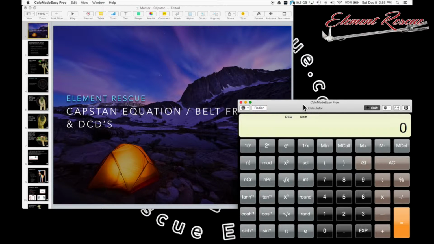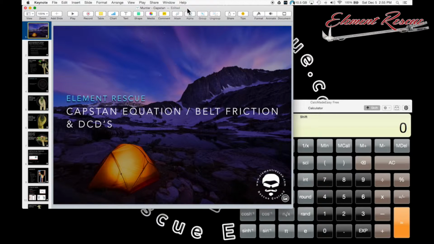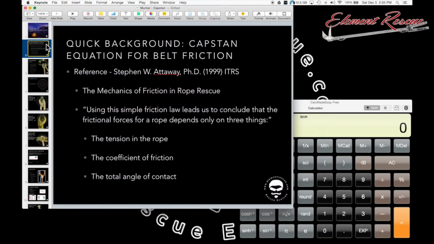So for today, on this micro session, we're going to take a look at the Capstan equation for belt friction and how that relates to descent control devices. We're going to use Attaway's 1999 paper for this one. His paper goes into much greater depth of the role friction plays within various angles and deflection from edges to DCDs and a whole bunch more equations than we're going to get into. He presented this in 1999 at an IDERS conference. The paper is phenomenal also, which we'll put onto our website for you to be able to click and see that PDF.